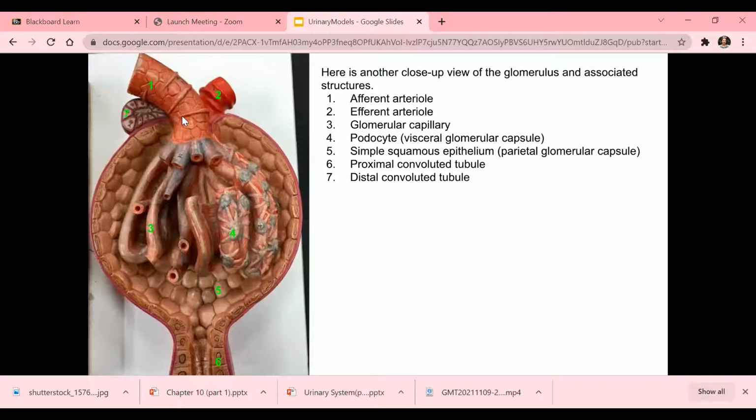The other close-up view of the glomerulus and associated structures. This is the afferent, here is the glomerulus, and this is the efferent. Here you can see the Bowman's capsule, the parietal layer, and the visceral layer. The visceral layer cells are called podocytes. And here you can see the proximal convoluted tubule.